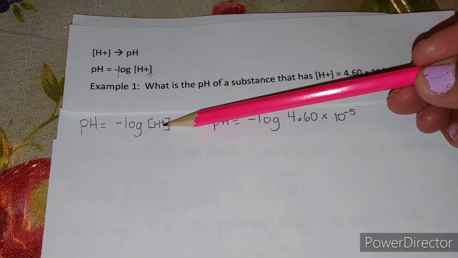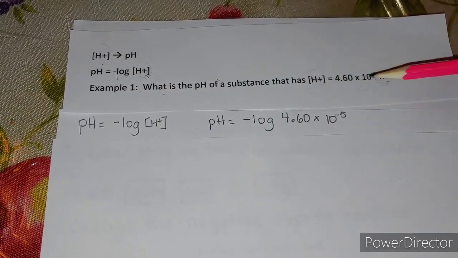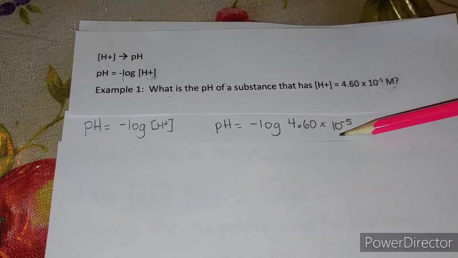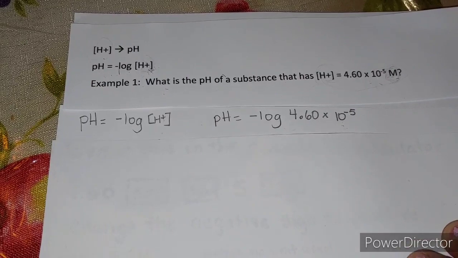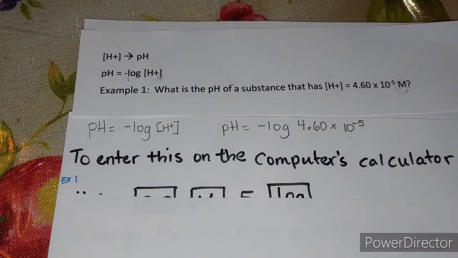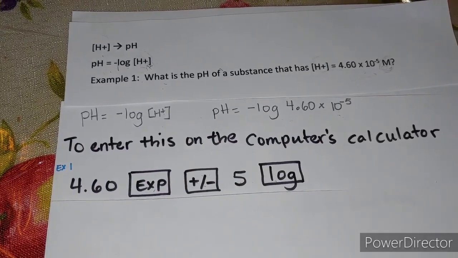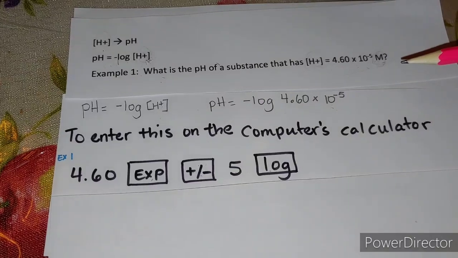So here's our formula again, and like I said, you're going to be substituting that hydrogen ion concentration for the one that has been given to you in the question. So it's going to look like this. Okay, simple enough, right? But now, how do we go ahead and plug that into the calculator? Okay, so I'm going to give you written down instructions on how to go ahead and enter that into the computer's calculator.